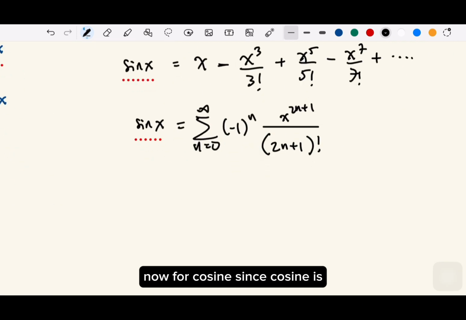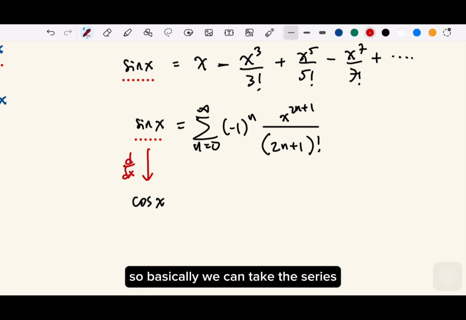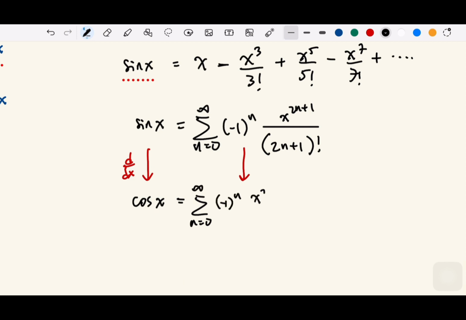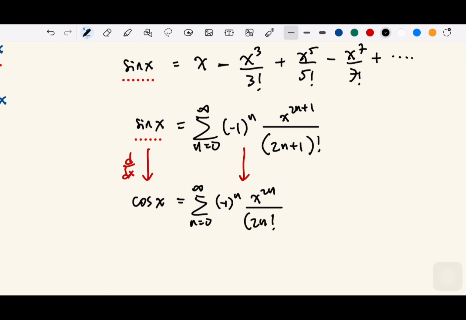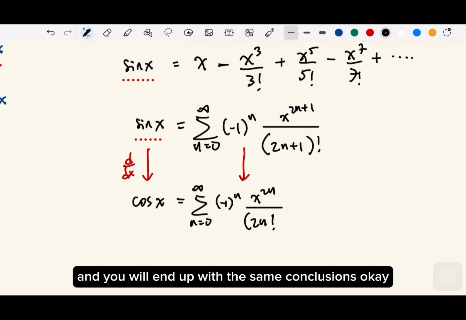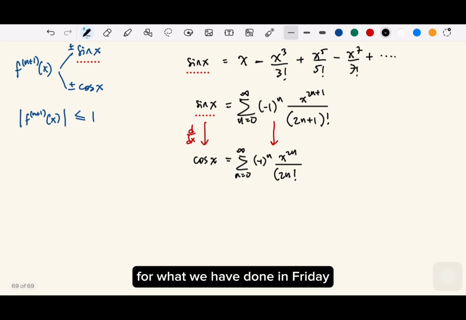Now, for cosine, since cosine is the first derivative of sine, basically we can take the series and then differentiate it as well. So we can take that, and this becomes just that. You could also try to set up the Maclaurin series as usual for cosine, and you will end up with the same conclusions. Okay, so I think that's the recap of what we have done on Friday.